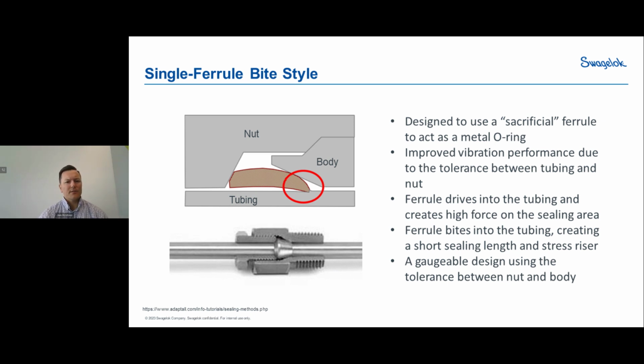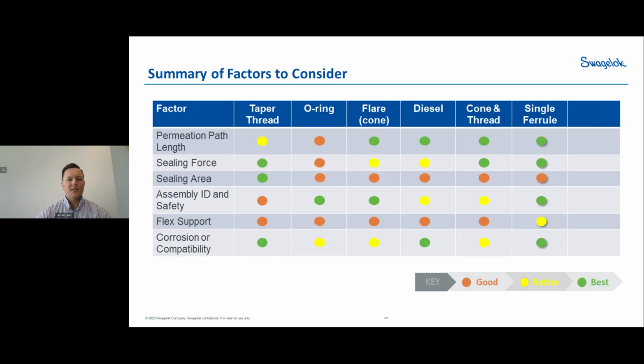Now, what the single ferrule does is, with that high force, it creates a stress riser right there on the tubing, which means that while it does improve the vibration performance, it doesn't really get to the full vibration support that we would like to see in those kinds of environments, along with the low permeation and sealing force factors that Matt had talked about.